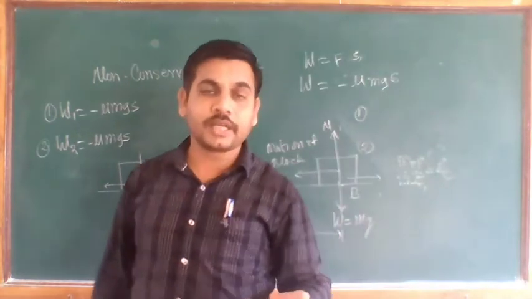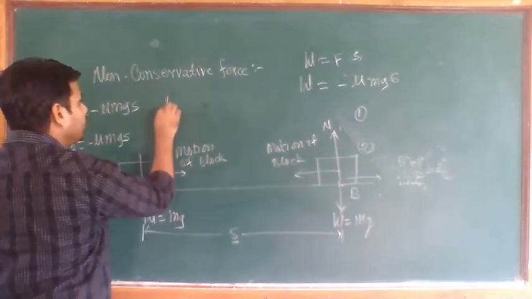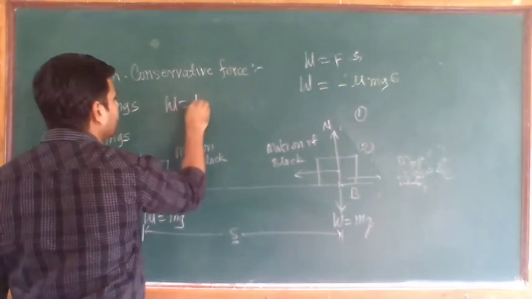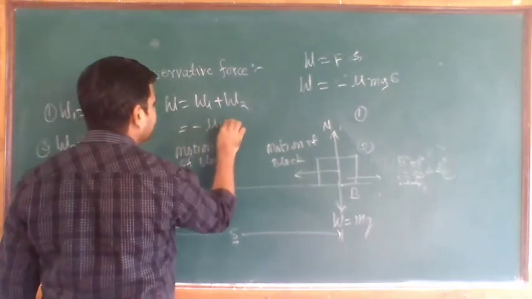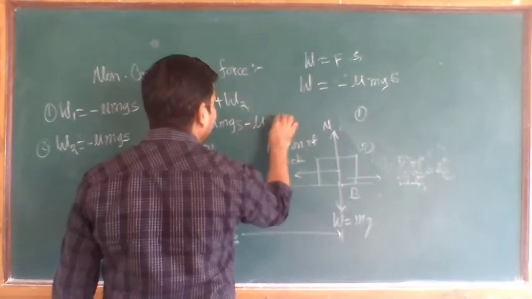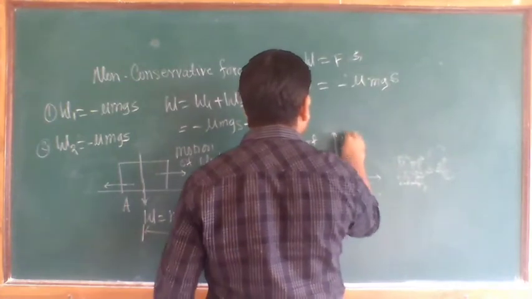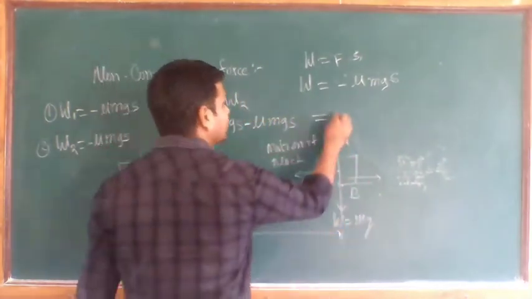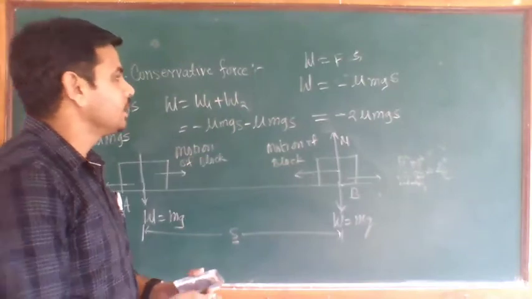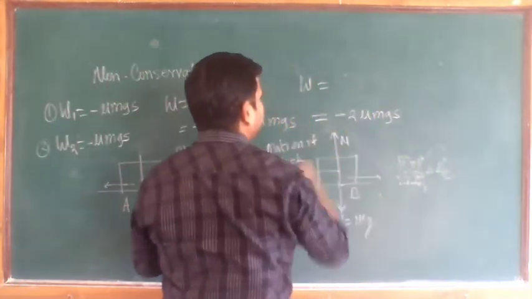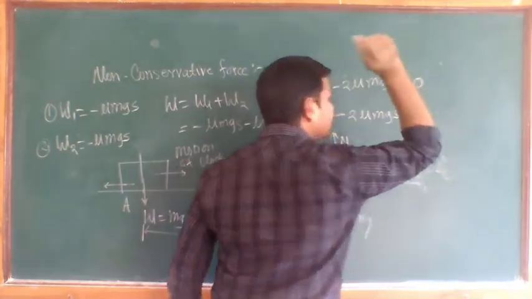If you consider the total work done in the round journey from A to B and B to A, you get W is equal to W1 plus W2, which is minus mu mg s minus mu mg s, and that gives the total work done as minus 2 mu mgs, which is not equal to 0.